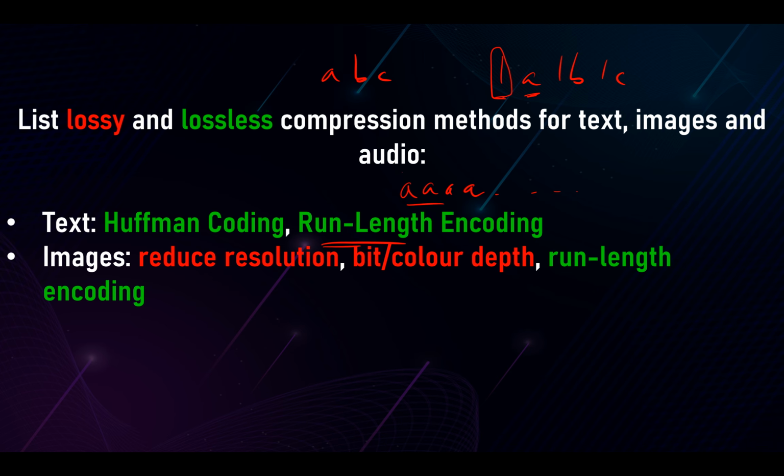Then images. If we're talking about lossy, then we can just reduce the resolution, and also reduce the bit depth, the color depth. Then for lossless, run length encoding. And the reason this is lossless is, let's just say our text example, if we have 1A, 1B, 1C, then we can directly go, that must be ABC. Same for images. If we have, say, 5 red, 10 pink, 5 orange, then we can reconstruct that perfectly.